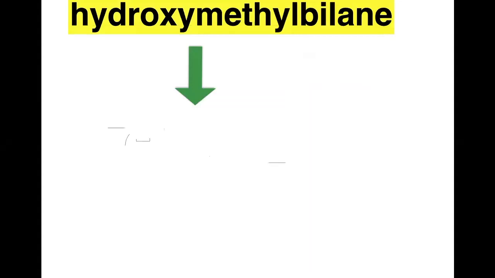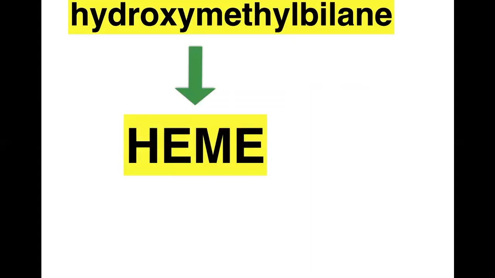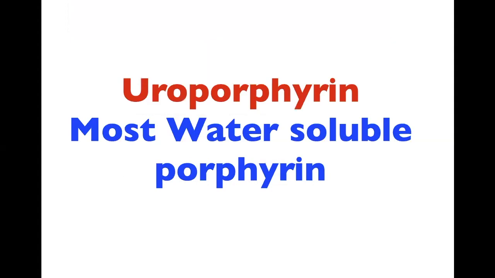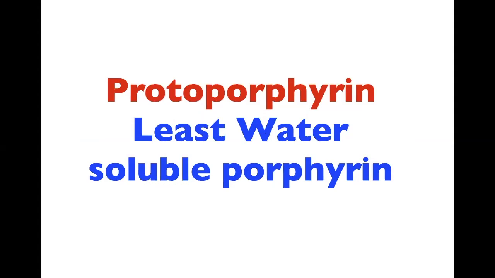Now that we have hydroxymethylbilane, I'm going to go straight to the shortcut because this is the only thing you have to memorize. You will now have heme. Now, two terminologies which I want to mention, which are highlighted in bold in your textbook. One is uroporphyrin. Uroporphyrin is the most water-soluble porphyrin, while protoporphyrin is the least water-soluble porphyrin.